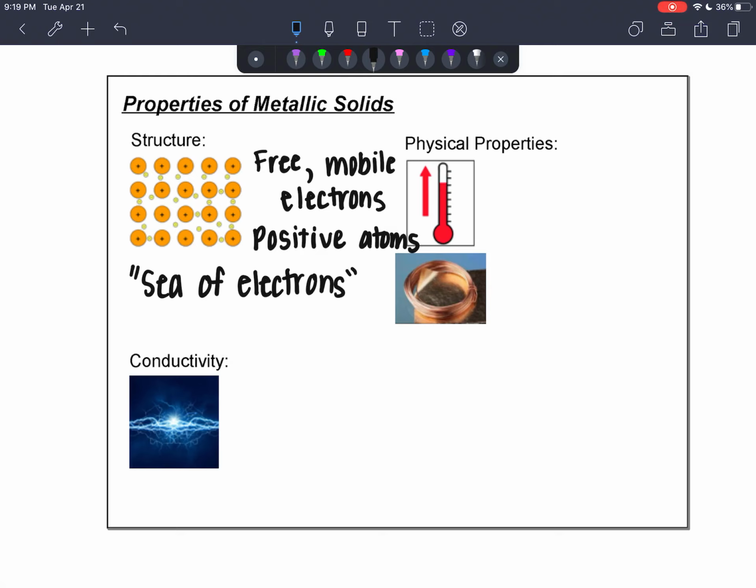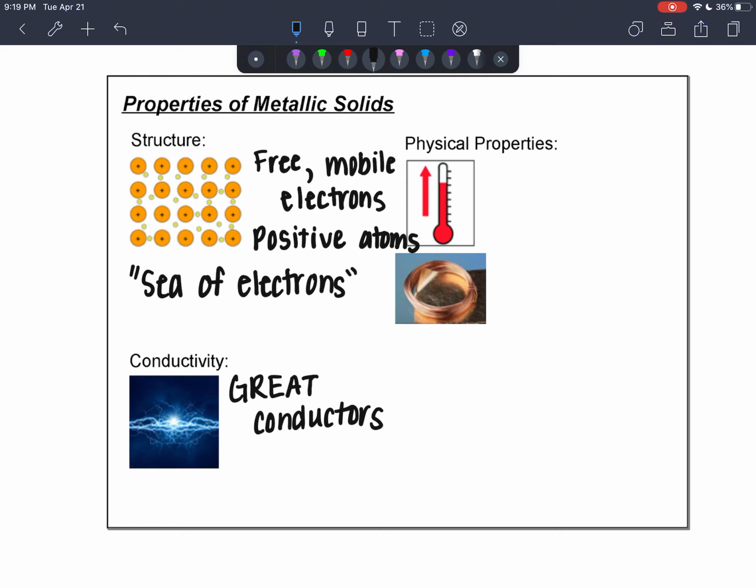Now, because these electrons are able to move so much, that provides a lot of the properties we see in conductivity. Conductivity is all about how well I conduct an electric current. Well, if I have this sea of electrons, I'm not just going to be a good conductor, I'm going to be a great conductor, which is why we talked about the transition metals being the best conductors. And it's because they have that sea of electrons.